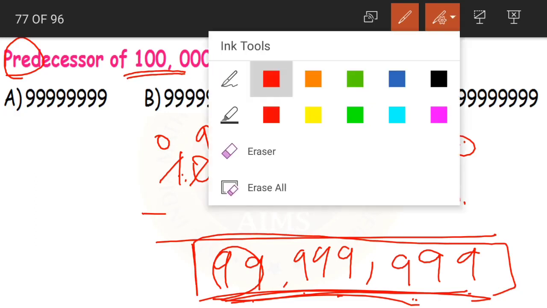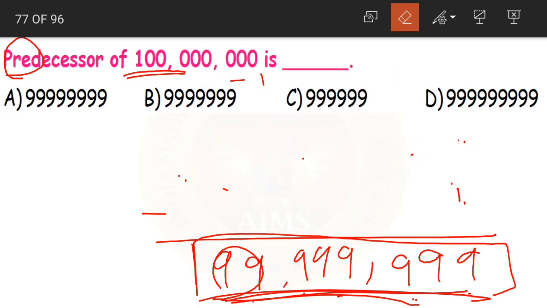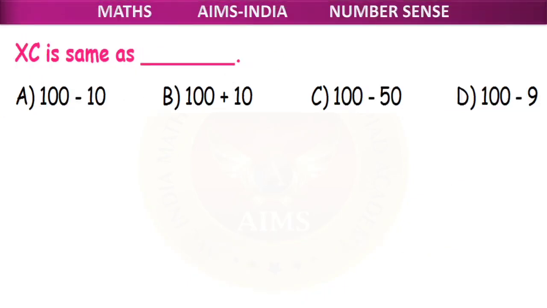Now let us look at the options. Which is the correct one? Coming to option A, how many 9s do we have here? 1, 2, 3, 4, 5, 6, 7, 8. Yes, we are having exactly 8 9s. That is the predecessor of 100 million. So option A becomes our correct answer.